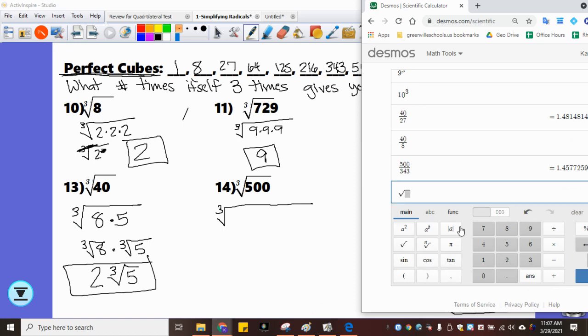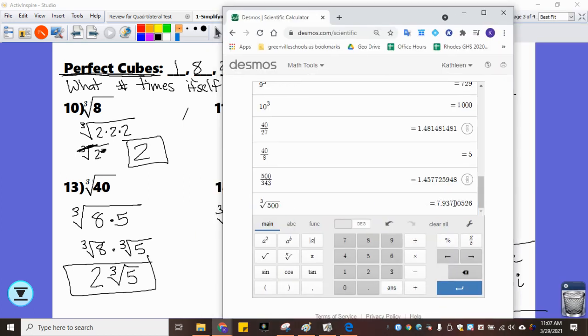If I put the cube root of 500 in a calculator, it's not a nice number. It's this long decimal that goes on and on.